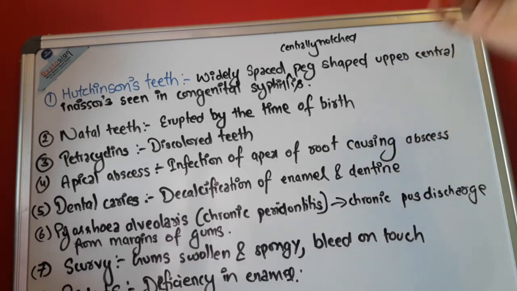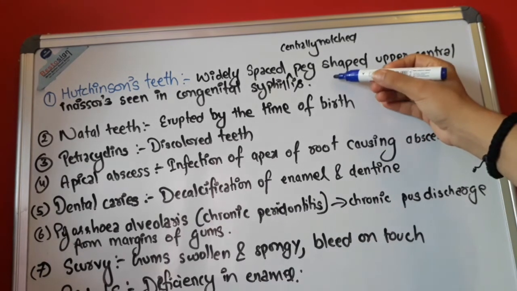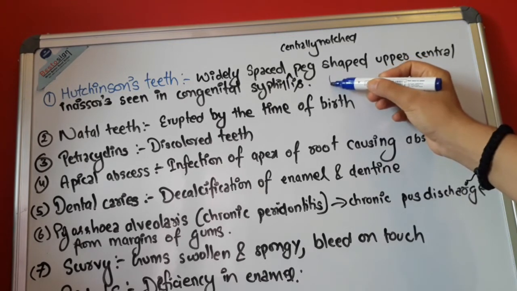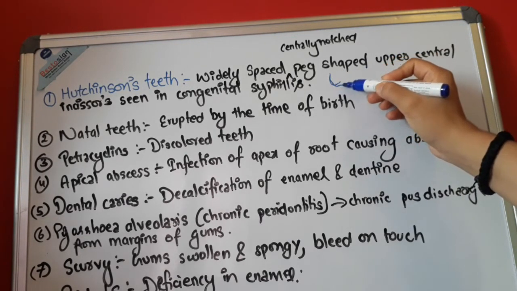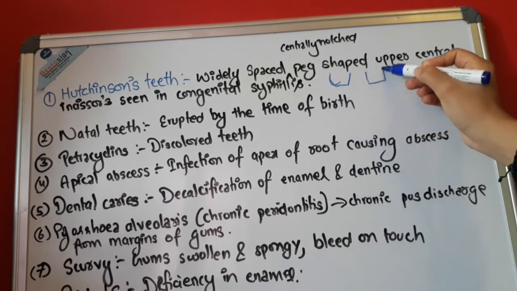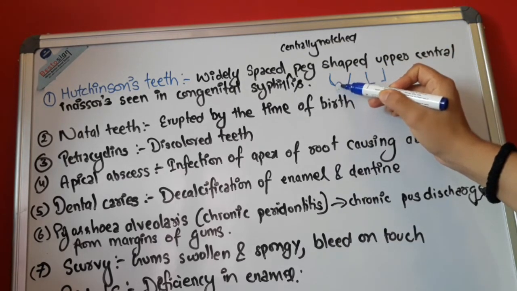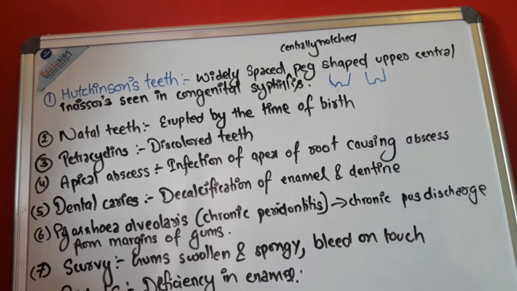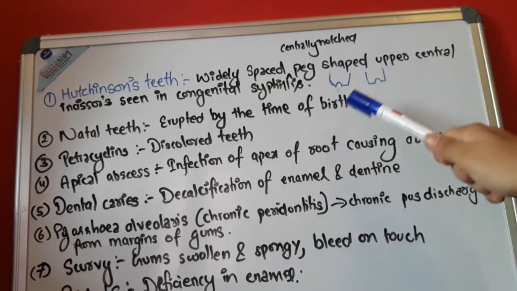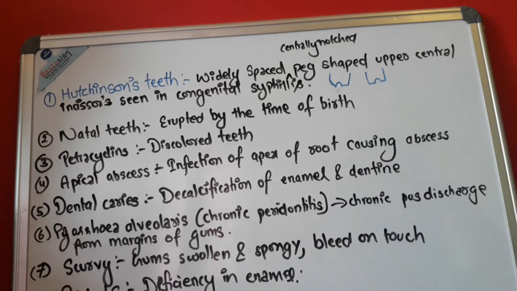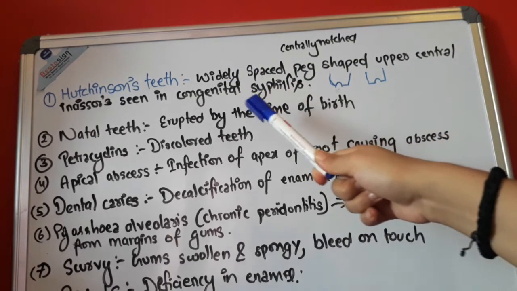So this means that your incisors are widely spaced. Suppose a normal incisor is like this, this is widely spaced. And the second thing is centrally they are notched like this, a peg-shaped tooth. You can see it in people who have congenital syphilis. So if you see a child and they have these kinds of teeth which are widely spaced, centrally notched, peg-shaped, usually also called Dracula teeth, that is due to congenital syphilis.